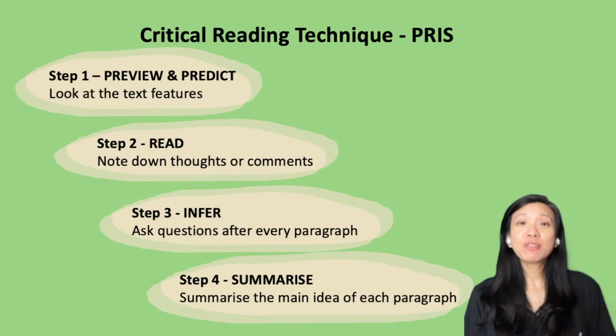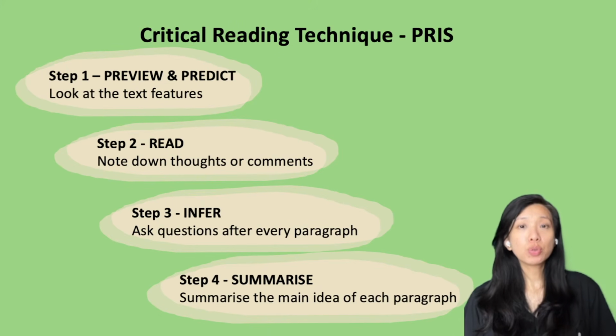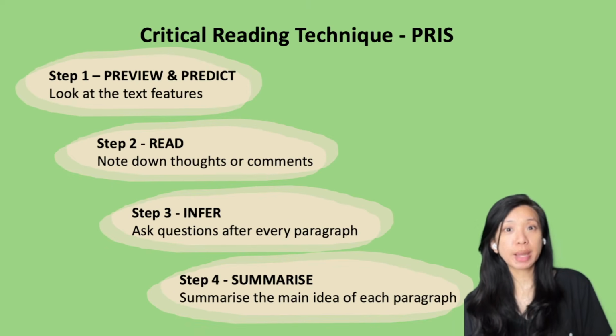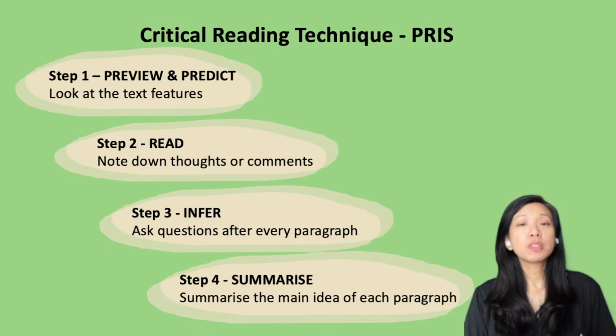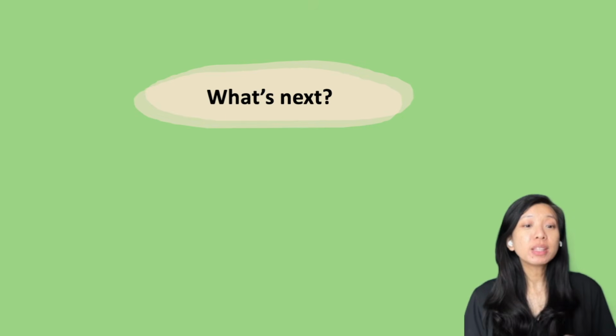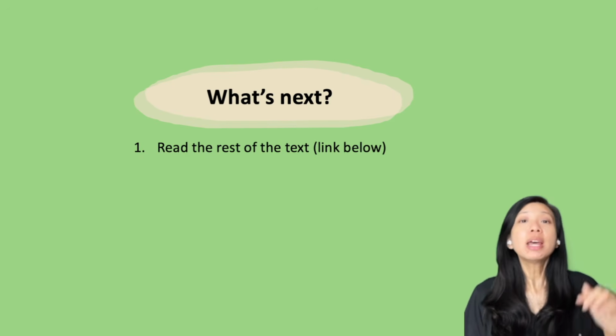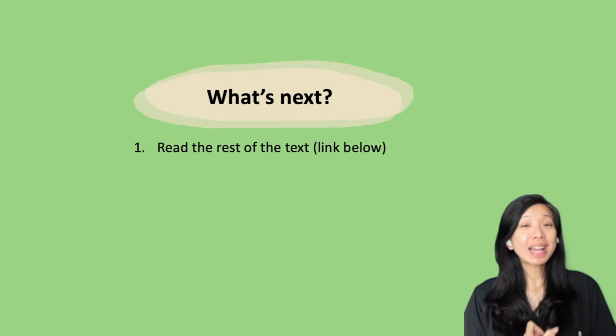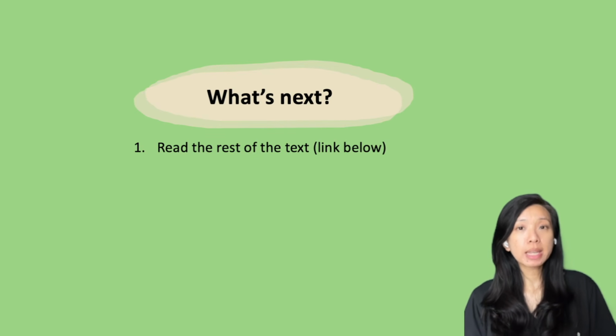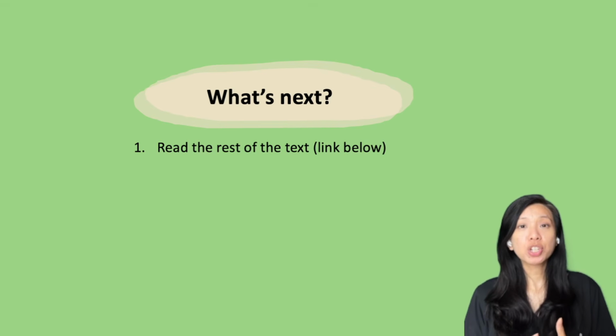Okay, so that's it for the PRIS strategy, this critical reading technique. If you need to, you can watch this video again and try to go through every single step together with me once more to make sure that you fully understand what to do for each step. Once you have a better grasp of these 4 steps, what I want you to do next is to read the rest of the text. As I mentioned, the link is in the description box.